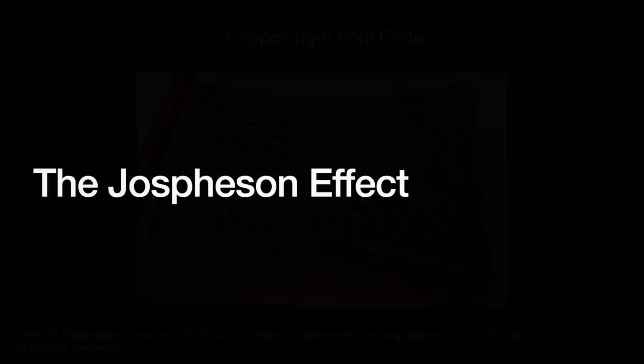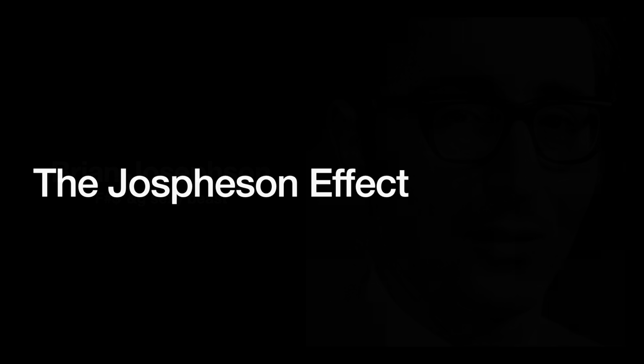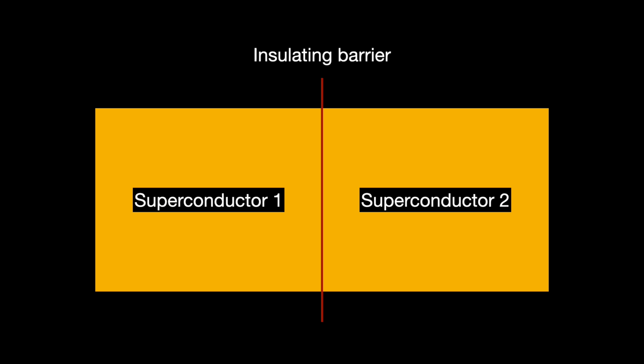In 1962, the British physicist Brian Josephson, then a grad student just 22 years old at Cambridge, wrote a paper predicting a phenomenon that we now call the Josephson effect. The effect occurs when you put two superconductors next to one another with a certain thin insulating barrier in between them. Very thin, as in just a few atomic layers thick.